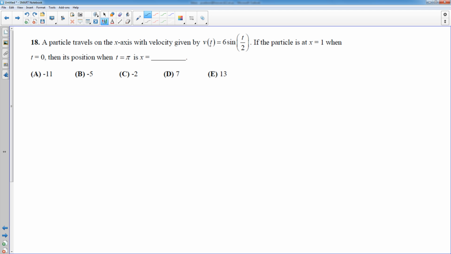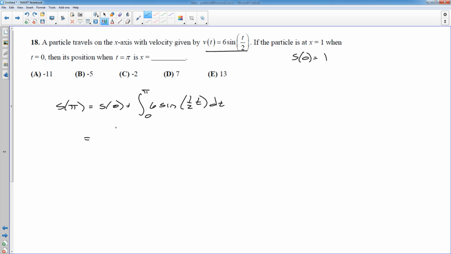Okay, this problem, we're given a velocity. This is going back to that total change thing. We have a rate of change, and we have a position. We know that at time 0, my position is at 1. So if I want my position at pi, it's going to be my initial position plus the area from 0 to pi under this function, 6 sine of, and I'm going to change that to 1/2 t dt.